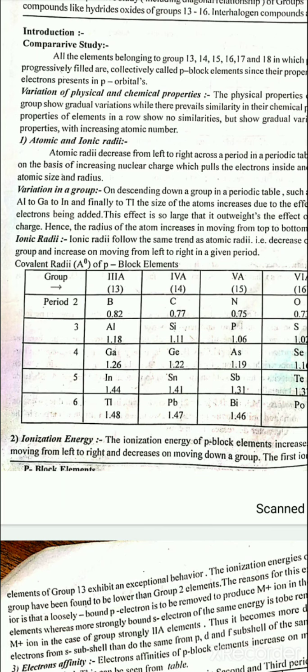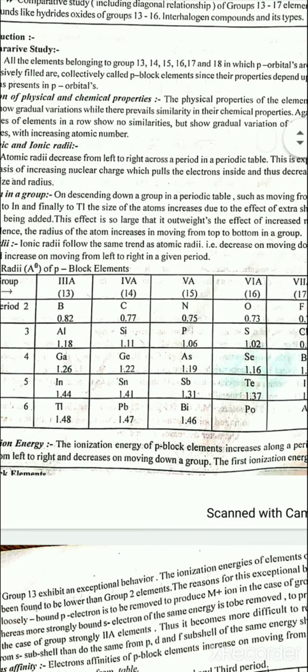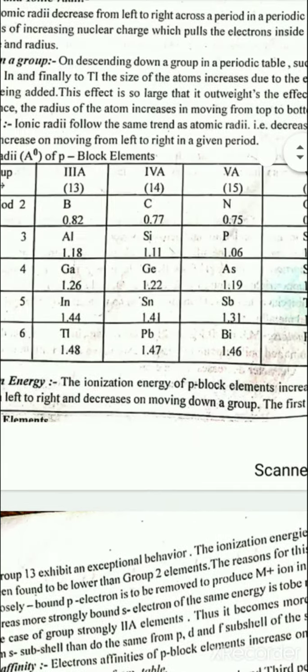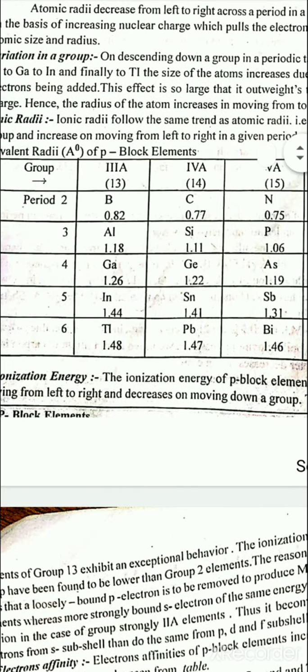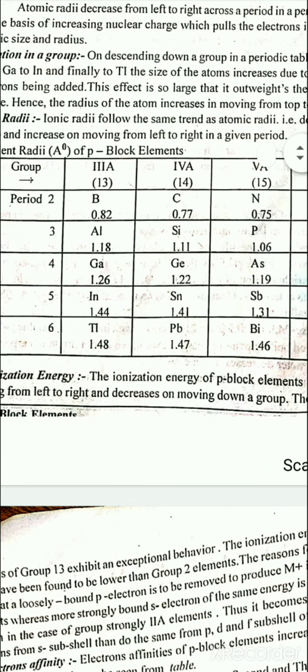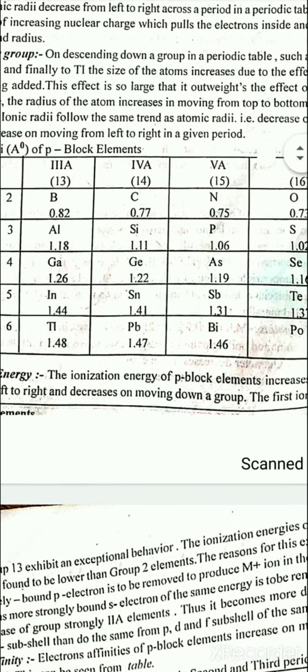This is all about the discussion of the atomic radius. Now I am going to discuss ionization energy. What is the definition of ionization energy? Ionization energy is the amount of energy required to remove the outermost electron. See, in the case of p block elements, what is the position here?